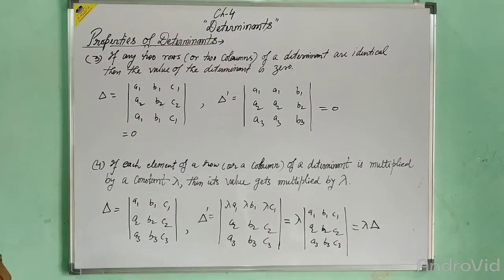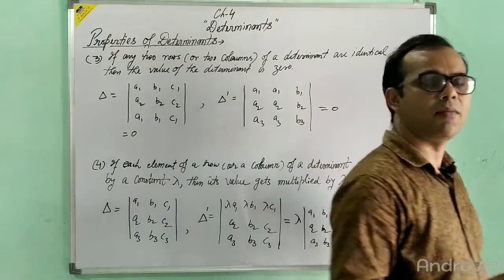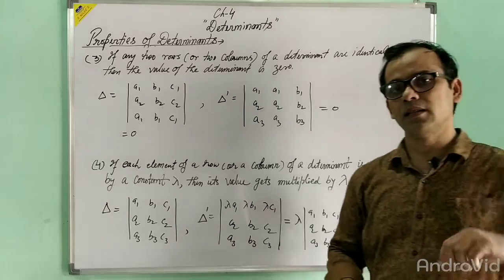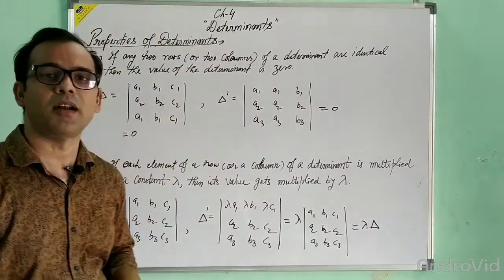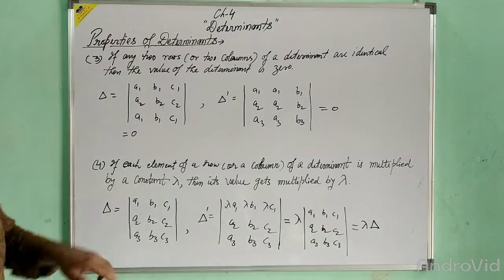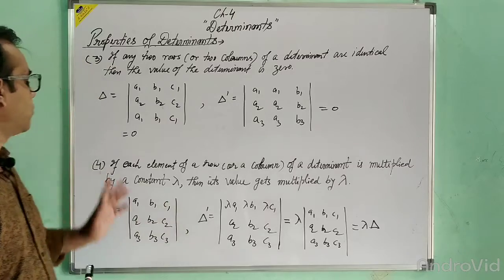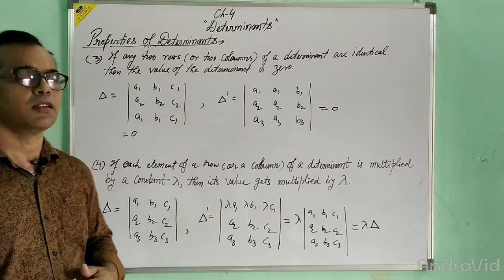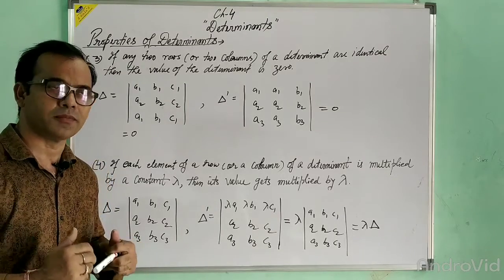Means if each element of the row or each element of the column of the given determinant is multiplied by a constant lambda, then the new determinant obtained will be lambda times the original determinant. So we have discussed here 4 properties of the determinants. Now let's discuss the last 2 properties, property 5 and property 6.